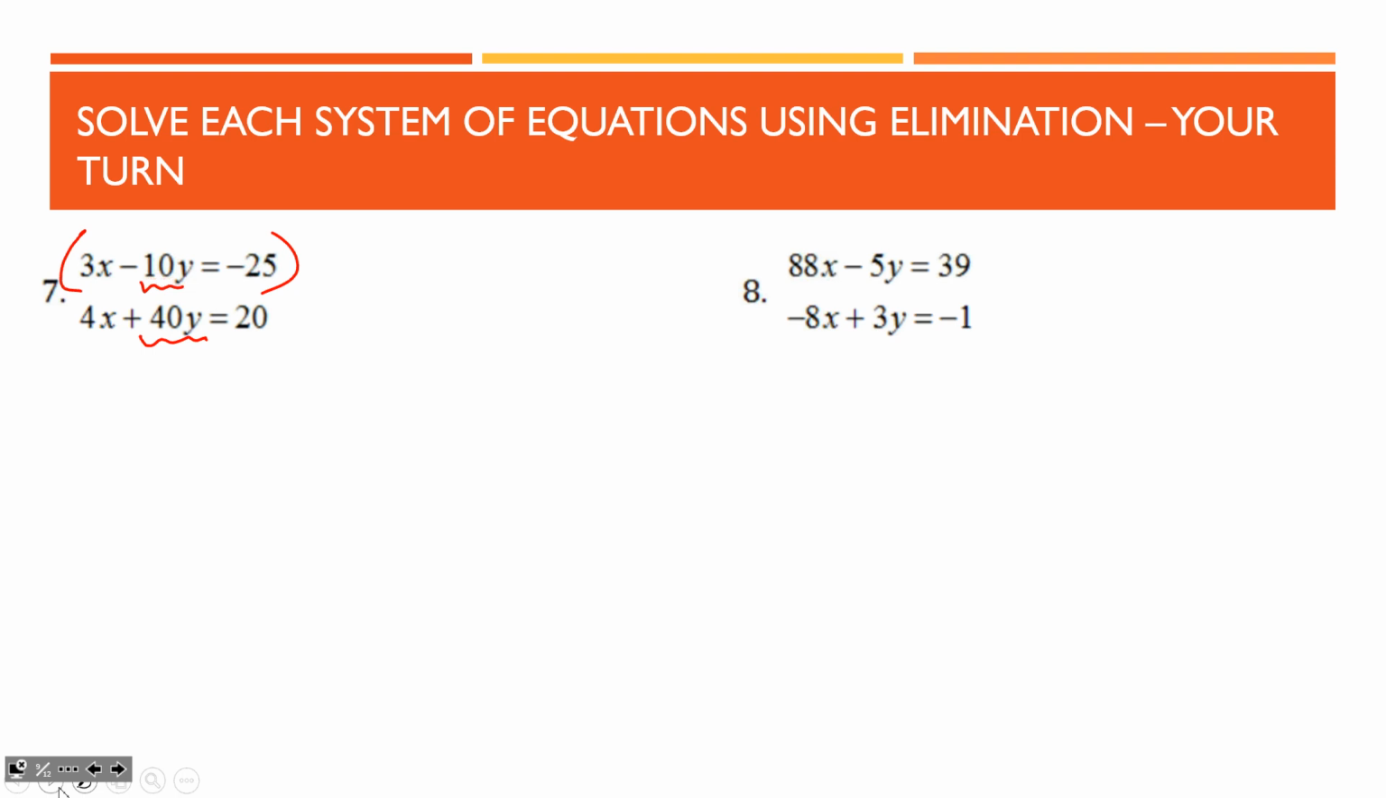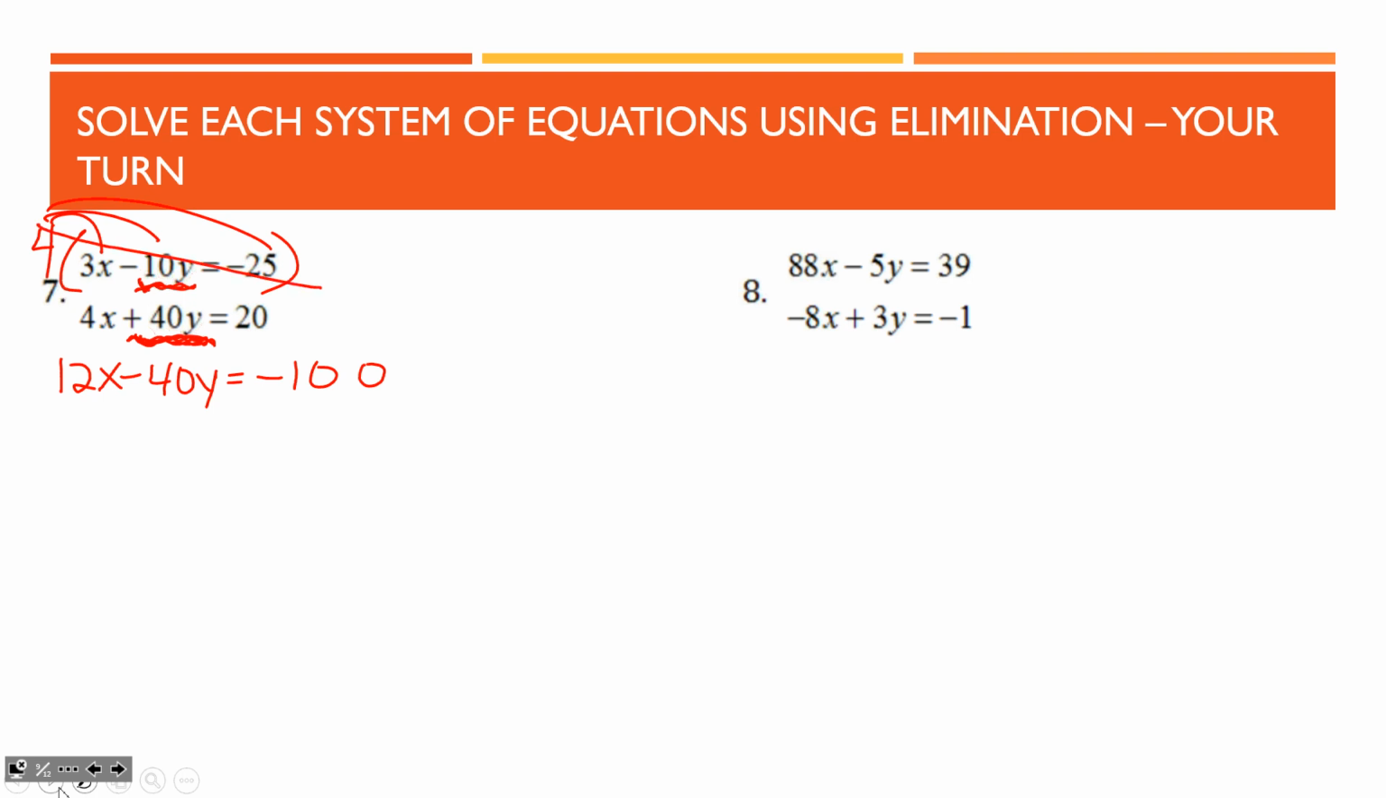Well, if I want the signs to be different, this term down here is a positive 40y, right? So I want this one to be a negative 40y. The 10 is already negative, so I actually want to multiply by a positive 4. So let me do it. 4 times 3x, 12x. 4 times negative 10y, negative 40y. And 4 times negative 25, negative 100.